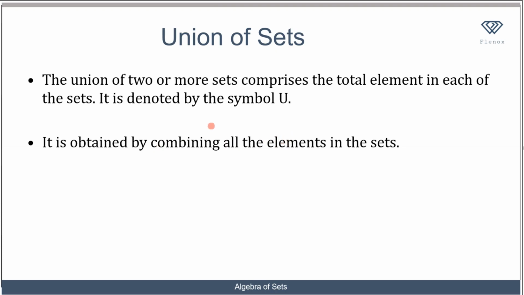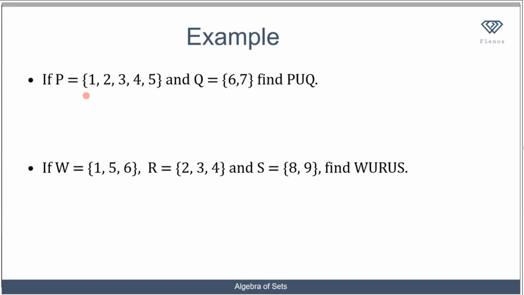If I have, for example, a set P equal to {1, 2, 3, 4, 5} and a set Q equal to {6, 7}, how do I find the union of the two? The union P ∪ Q is just given by combining the elements that are in both P and Q, and that will be what? {1, 2, 3, 4, 5, 6, 7}. So to find the union of two sets, you just combine the elements that are in the two sets.